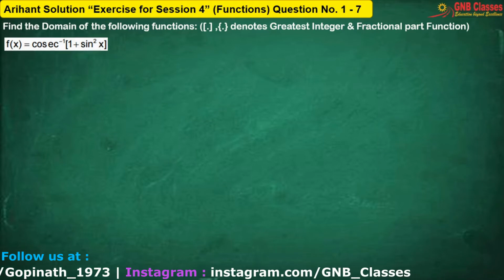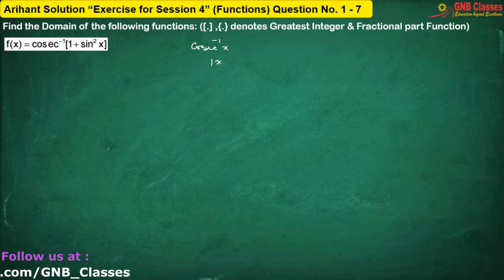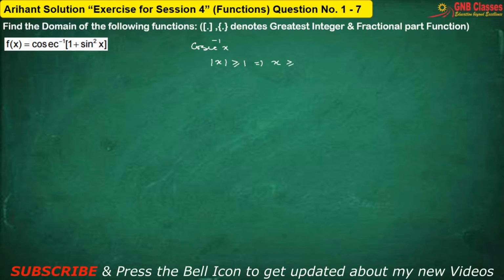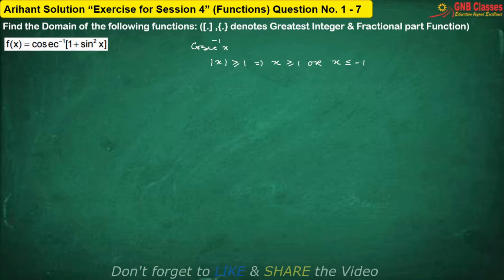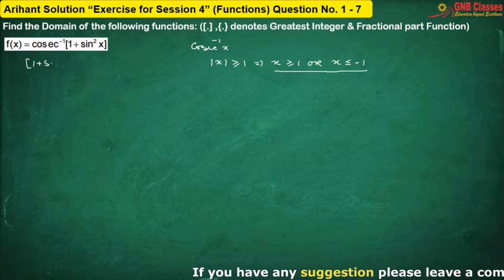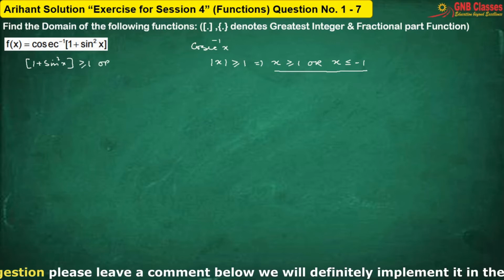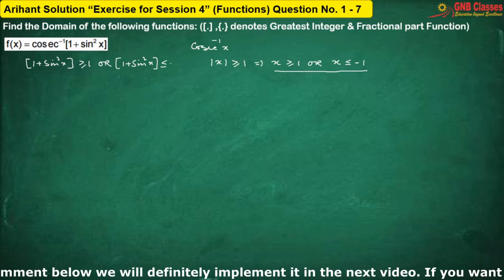In this problem, to define the function, we know that for cosec inverse x, mod x has to be greater than or equal to 1. That implies either x is greater than or equal to 1 or x is less than or equal to minus 1. No values can be taken between minus 1 and 1 for cosec inverse x. That is the domain for the function cosec inverse x. Now, to define this function, box of 1 plus sine square x has to be either greater than or equal to 1 or less than or equal to minus 1.